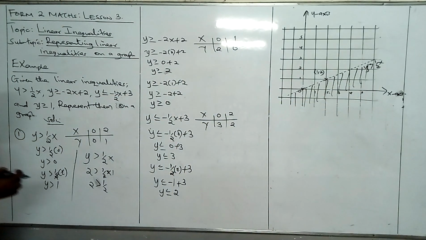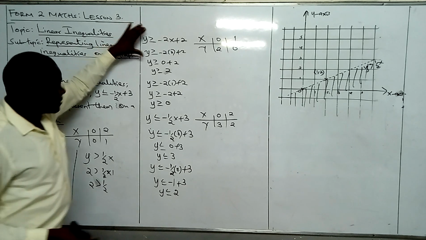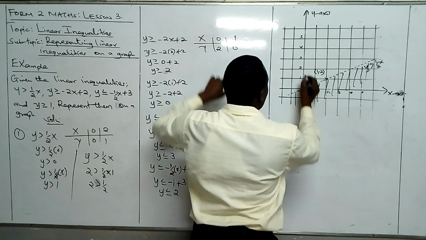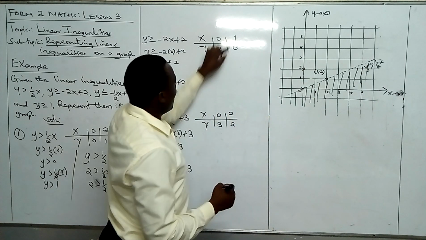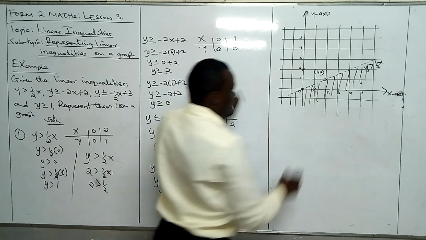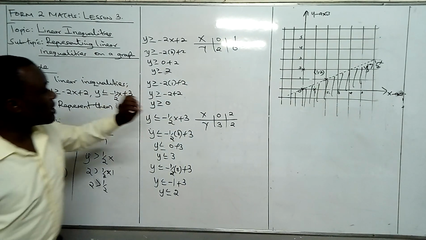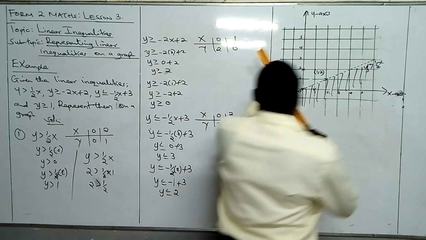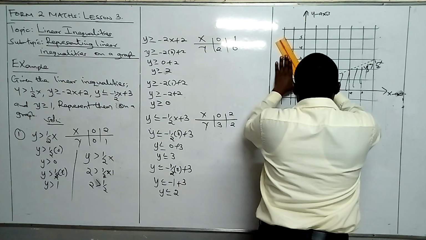That one now is well done. Let's move to this (0, 2). 0 on the x-axis, and on the y-axis 2. They meet there. (1, 0). We join that. In this case, we will use a continuous line because we have greater than or equal to.